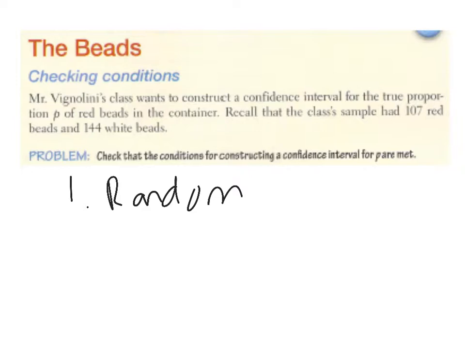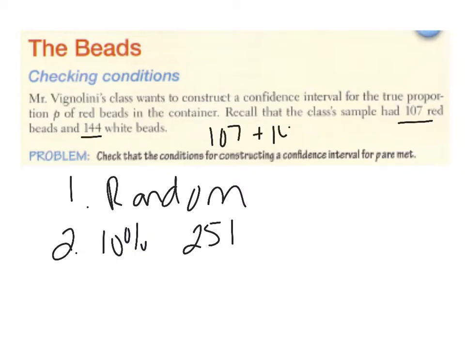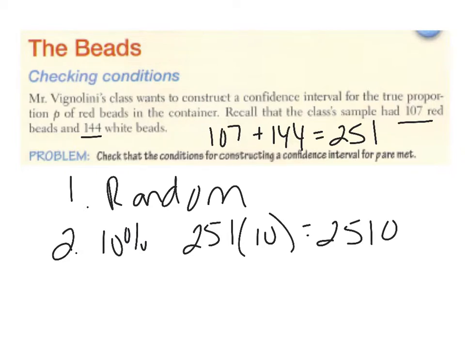The second thing that they need to do is check their 10% conditions. They had 251 beads in total, 107 plus 144. That gives them 251 beads in total, times 10, which means they had to have a population in the container of at least 2,510 beads. And the teacher told them that they had 3,000 beads. So they fit the 10% condition. Their sample size is less than or equal to 10% of the population.